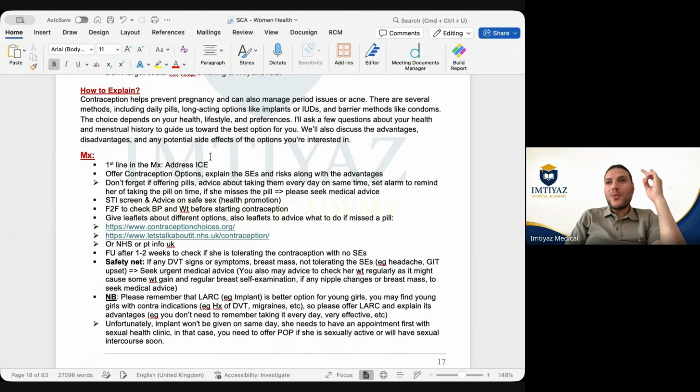Also, usually we like to give young girls LARC, long-acting reversible contraceptive. The best LARC for them is implants, not the injection itself. Okay, so very important. The best LARC to offer young girls is implant, not injections. Why? Injections can affect the bone mineral density. That's why implant is the best option. But again, that doesn't mean we cannot use injections. It depends on her preference. As long as you explain, it's up to her. Okay.